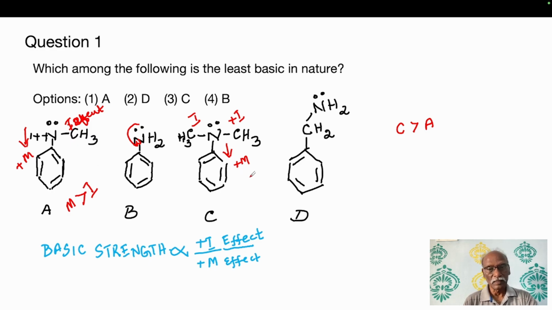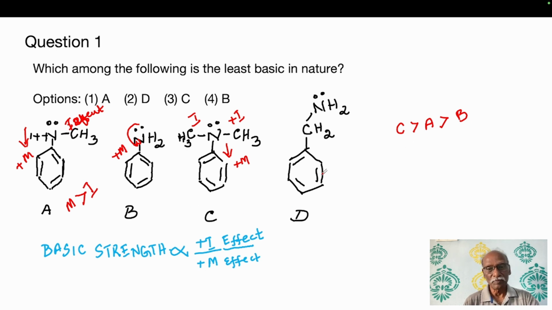Okay, now come to compound A, aniline. In this, only plus M is there. It is because of the plus M that the basic strength is very much decreased. So this is still weaker. So B is the least basic among the 3.